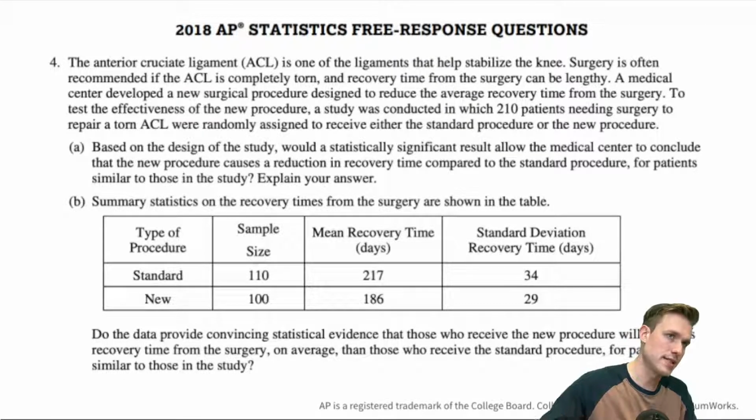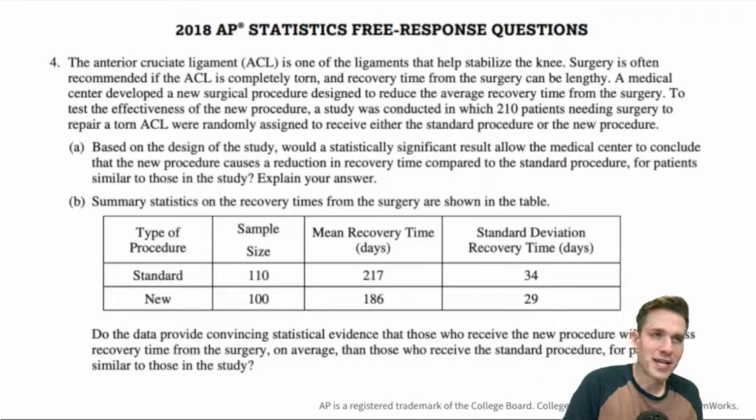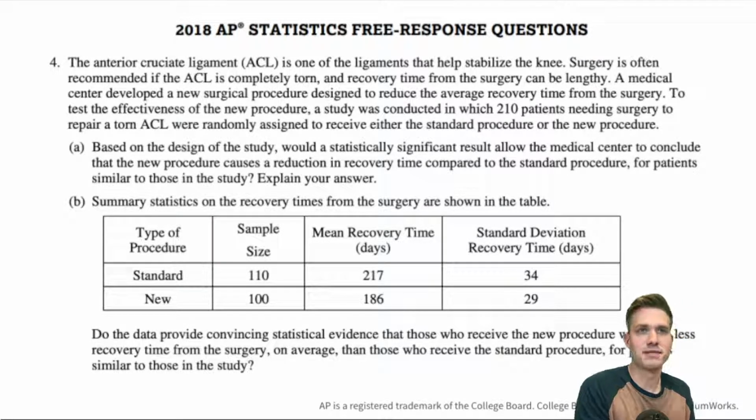So question A says, based on the design of the study, would a statistically significant result allow the medical center to conclude that this new procedure causes a reduction in recovery time compared to the standard procedure for patients similar to those in the study? Explain your answer. Now, our calculator is not going to answer this question for you. This is something that your AP stats students are going to have to take a look at themselves.